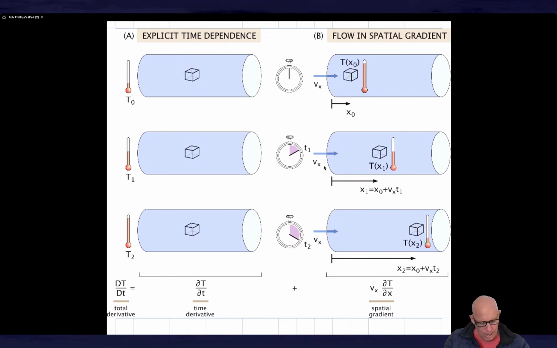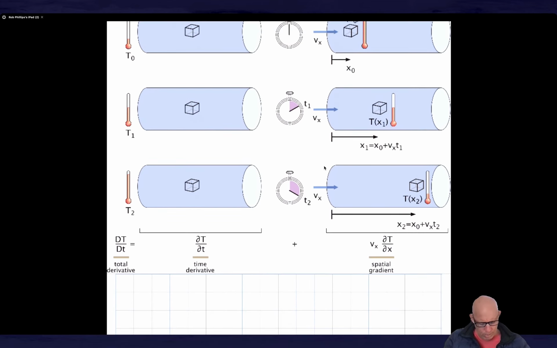The point is that because my fluid is being carried along, my material volume element here is being carried along. A little while later it's going to be here, and a little while later it's going to be there. So even if there's no explicit time dependence, I'm saying it's a steady state flow. Nevertheless, if I'm carrying a thermometer with me in that little volume element, I'm going to say, oh, it got colder because I moved somewhere in the flow where the temperature is lower. And so the total derivative captures both of those effects.